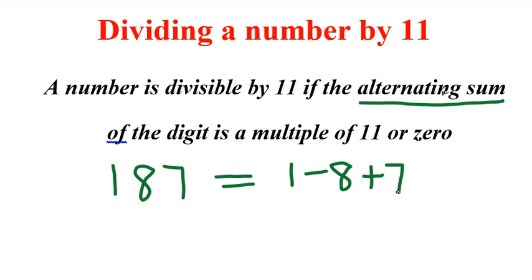So if I do the summation and I get 0 or a number that is a multiple of 11, then it means this original number is divisible by 11. So 1 minus 8 will give us negative 7, plus 7 is 0, and so it means this one is a multiple of 11.